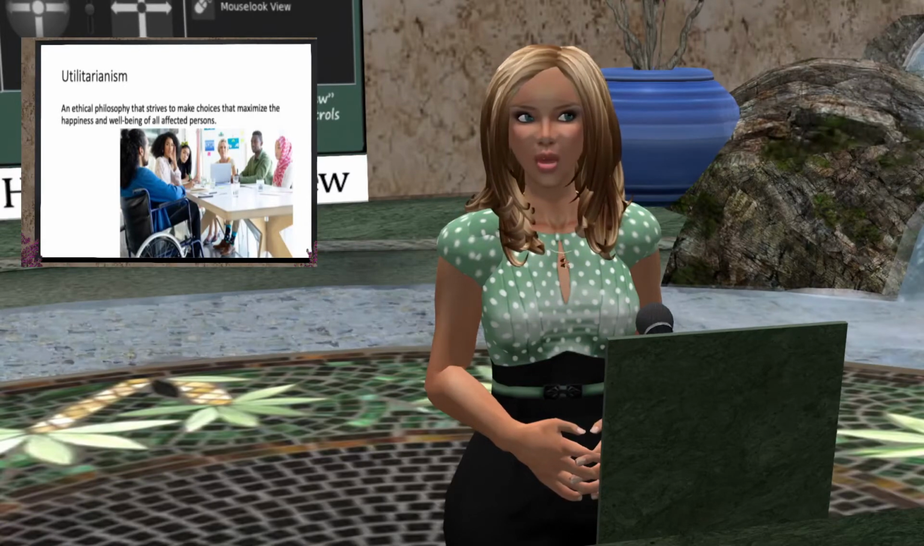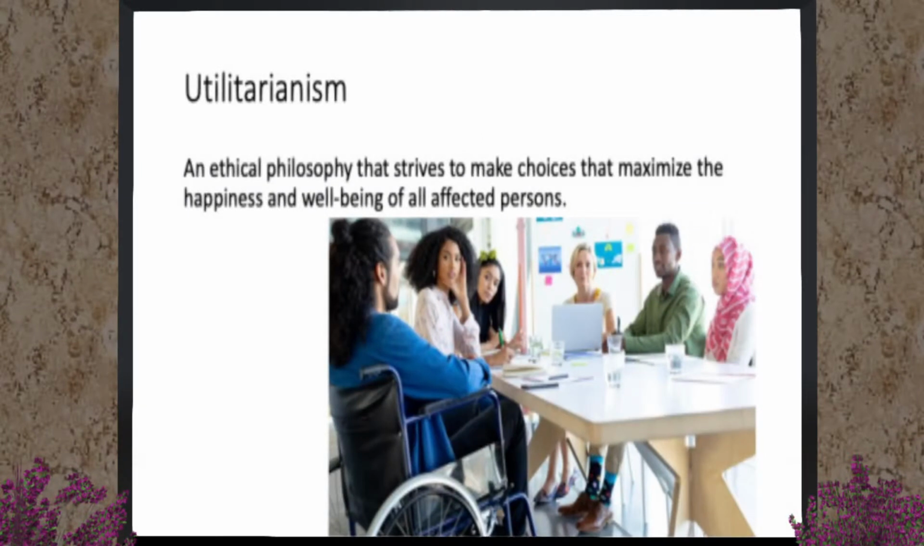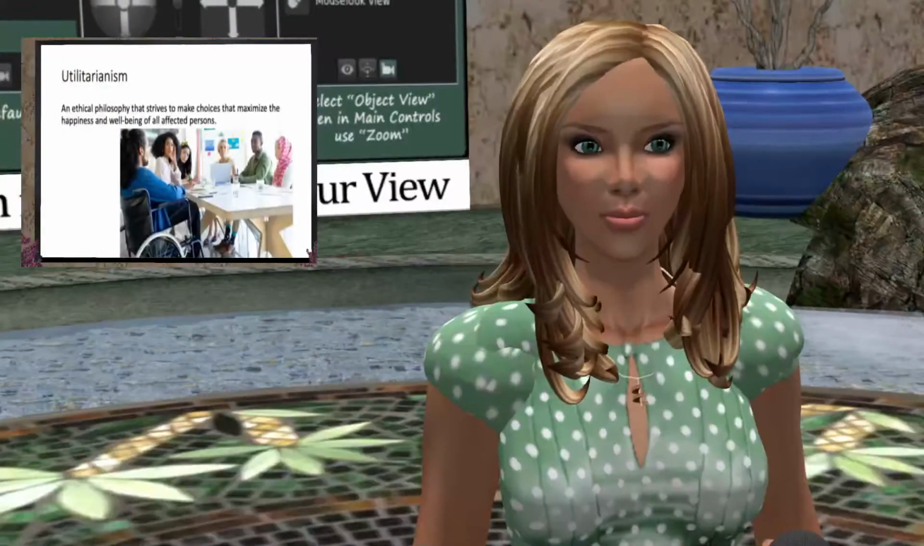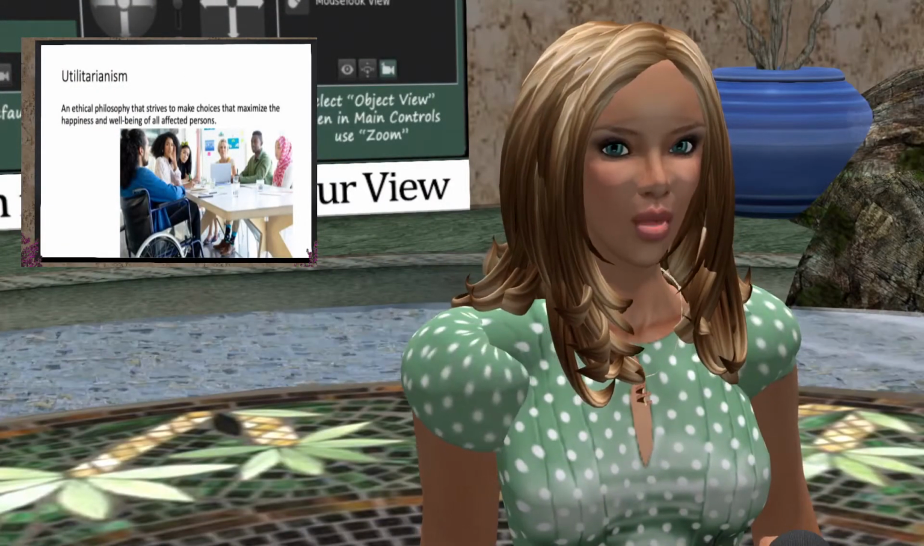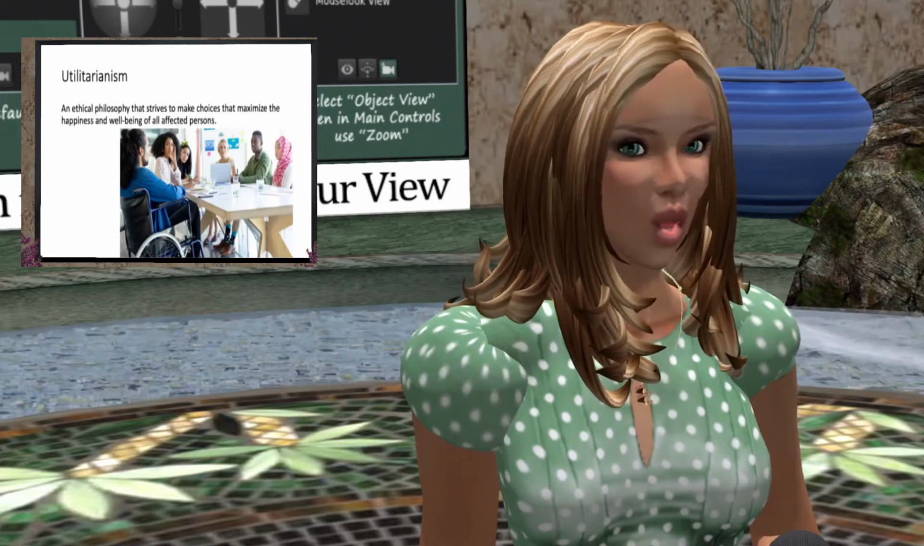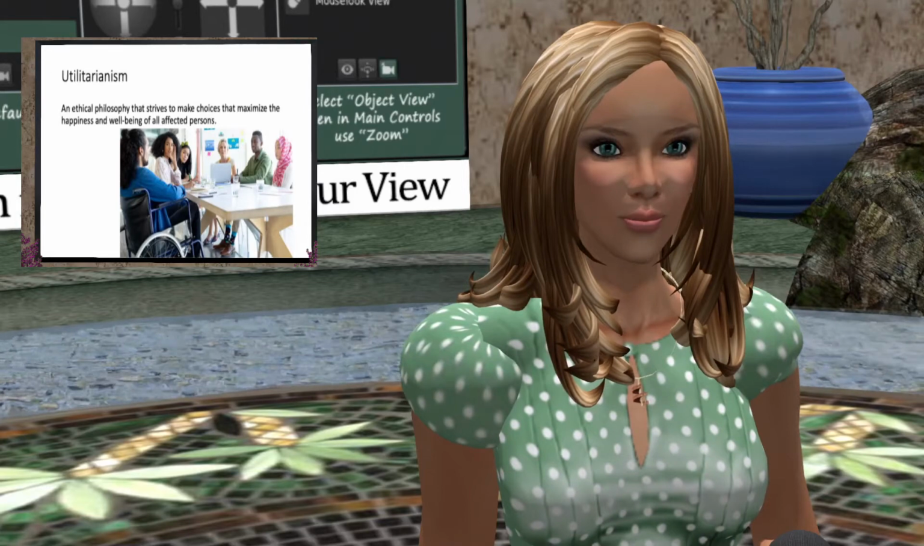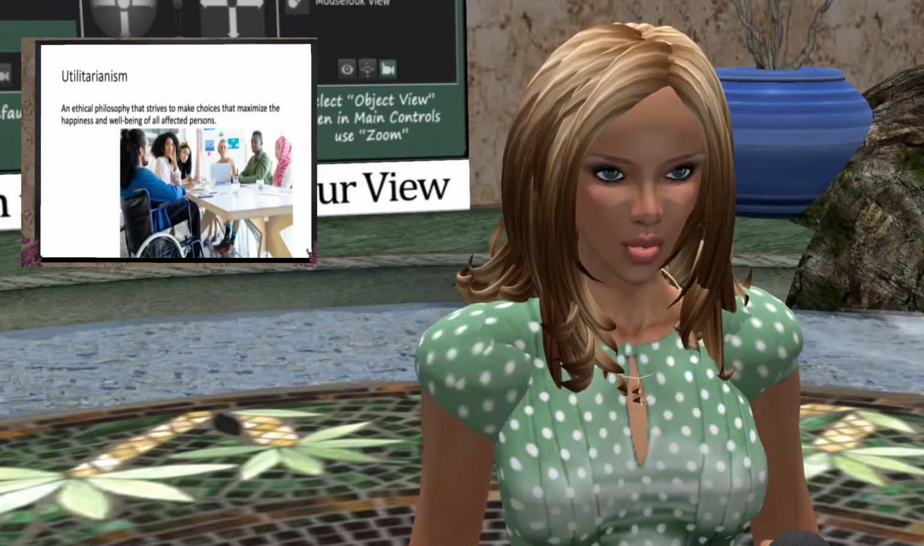So let's take a look at utilitarianism. It's an ethical philosophy which commonly guides healthcare decision-making. Utilitarianism is a moral principle. It holds that the morally right course, the correct course of action in any situation, is the course of action that produces the greatest balance of benefits over harms for everyone who's affected. So long as a course of action produces maximum happiness and well-being for everyone, utilitarianism does not care how it is achieved, or even if some individuals are harmed.